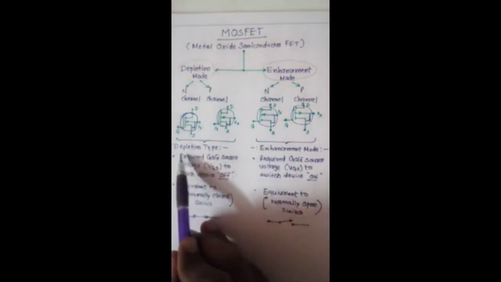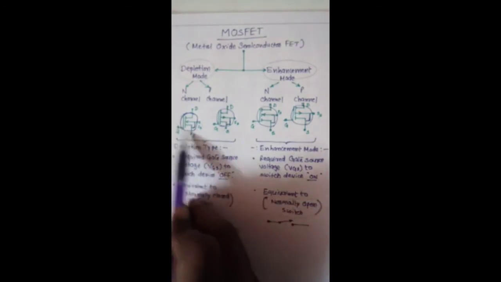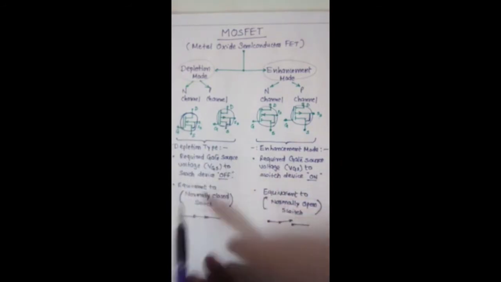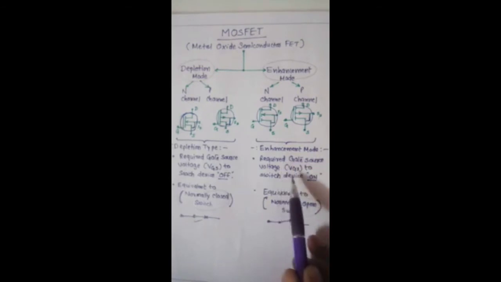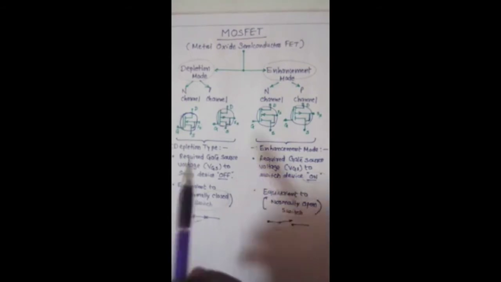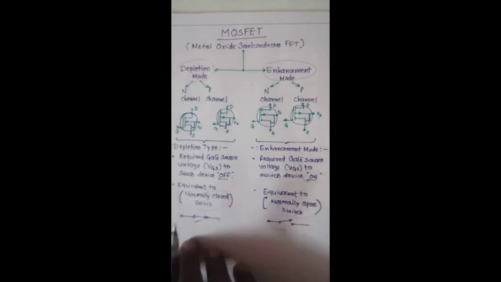Now we see that the depletion type requires gate source voltage, meaning voltage between gate and source, to switch the device off. It behaves like a normally closed switch. Enhancement mode requires gate source voltage VGS to switch the device on, and it is a normally open switch. In this video we discuss the construction and working of the depletion mode N channel and depletion mode P channel MOSFET.